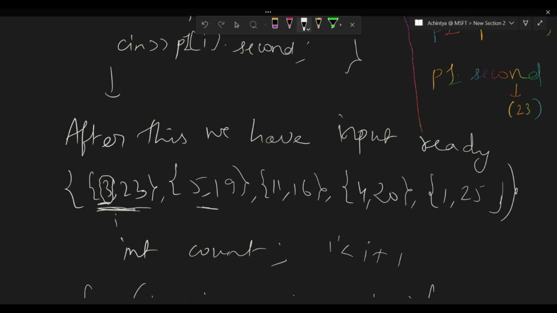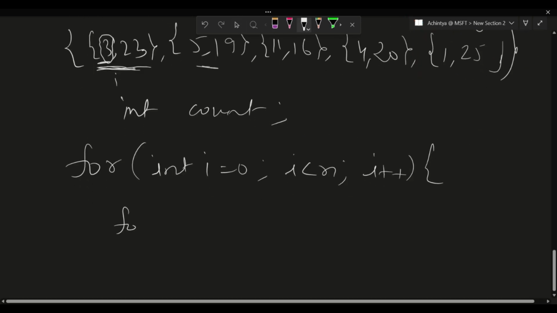Similarly, if I come to 5, then I will increment, it will come to 11. 11 will check with 4. But no, I have to check with all. So I need a nested for loop here, right? I need a nested for loop here. So I will be declaring a j loop, initializing a j loop also here, for int j equal to 0, j is less than n, j plus plus.